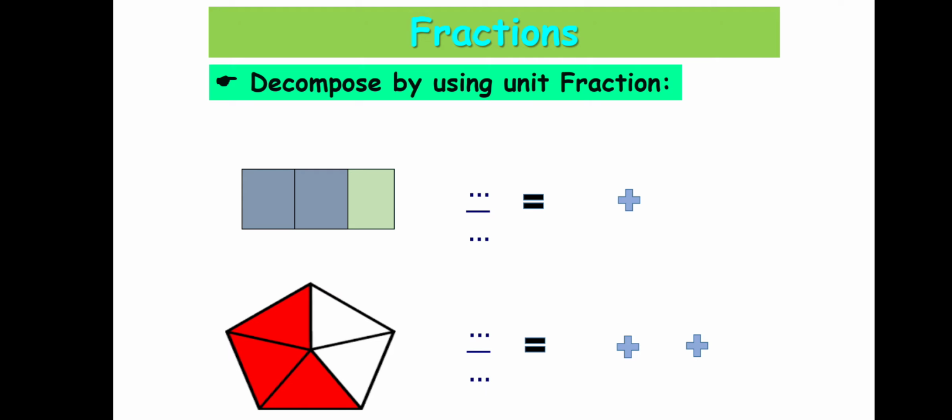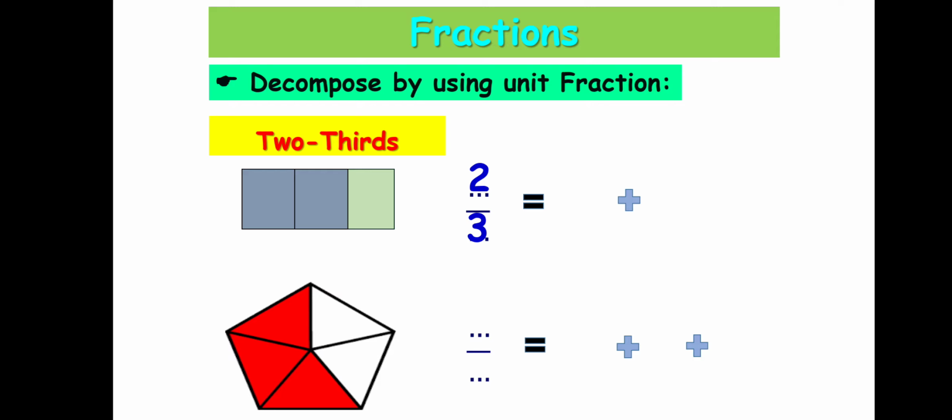Okay, let's decompose by using unit fractions. We said before what the meaning of unit fraction is. It's a fraction that has numerator 1. Okay, let's take a look here. I have this fraction, 2 over 3. So that's 2/3, because we said when we have denominator 3, we call it third. So here we have 2/3.